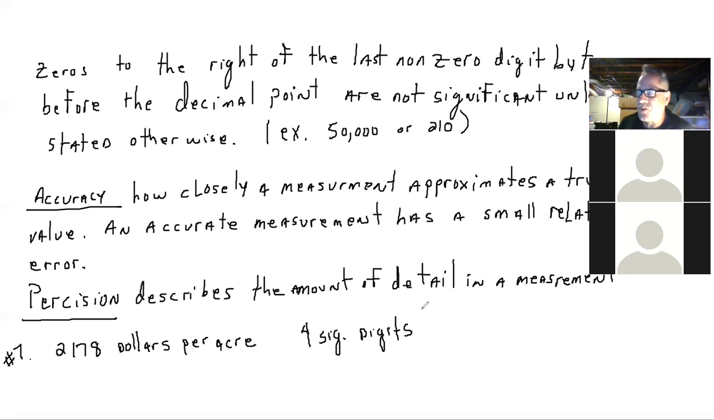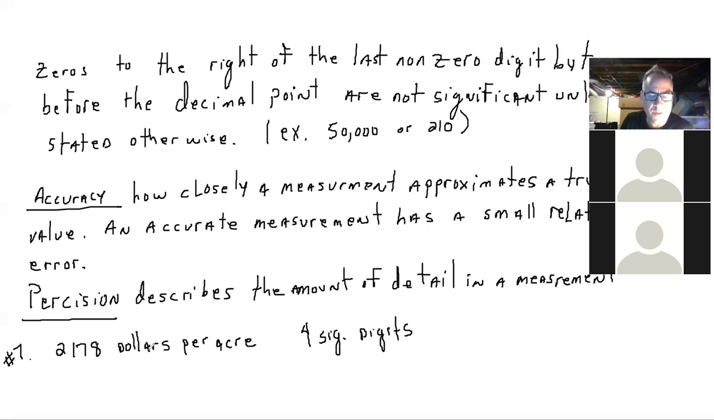Second choice, the number is precise to the nearest $10 per acre. C, the number is precise to the nearest $100 per acre. And the last one, the number is precise to the nearest cent per acre. Now, the answer is to the nearest dollar, right?